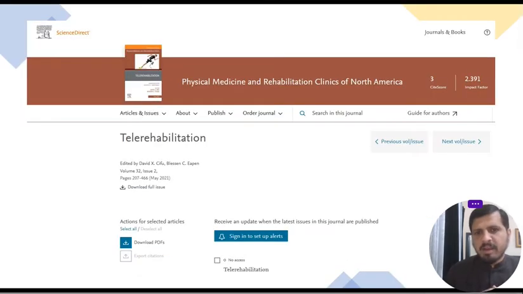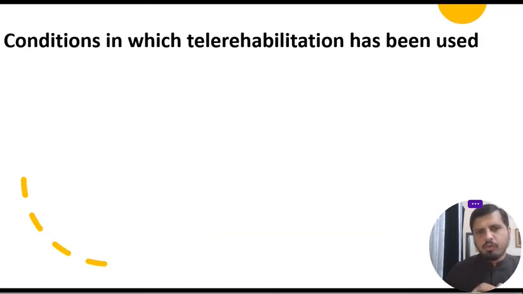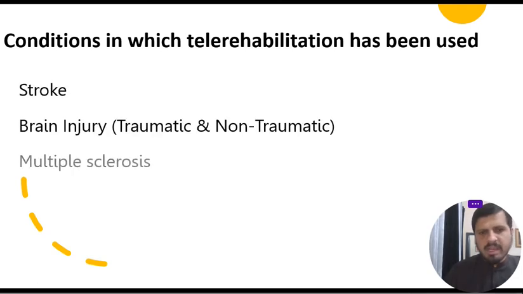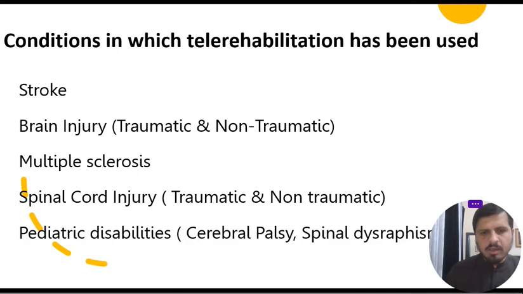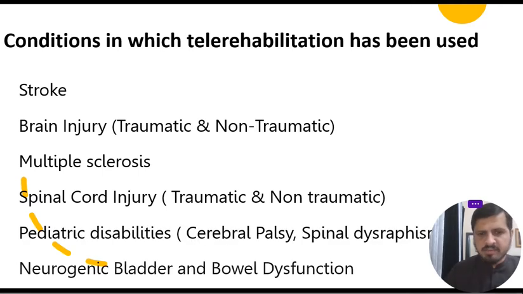And apart from that, the Physical Medicine and Rehabilitation Clinics of North America. So in May 2021, under the leadership of Professor David from the USA, they brought out this special issue in which they discussed the use of telerehabilitation in many conditions. And if you summarize all this literature search, you would see that telerehabilitation has been successfully used, implemented, or integrated in the management of many conditions across different spectrums. So this would include neurological conditions like stroke, traumatic and non-traumatic brain injuries, multiple sclerosis, spinal cord injuries, pediatric disabilities like cerebral palsy and spinal dysraphism, and management of neurogenic bladder and bowel dysfunction. This can all be done remotely via telerehabilitation.